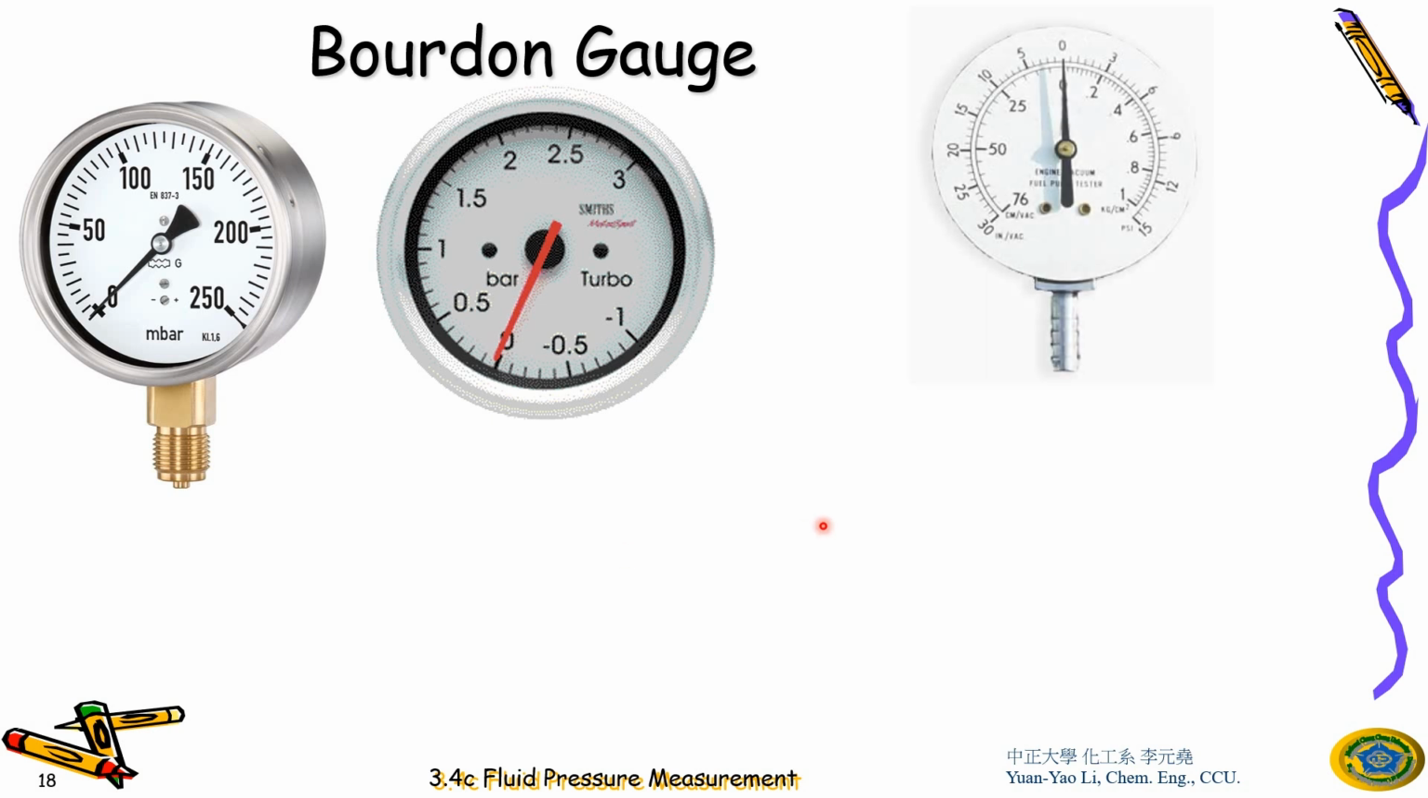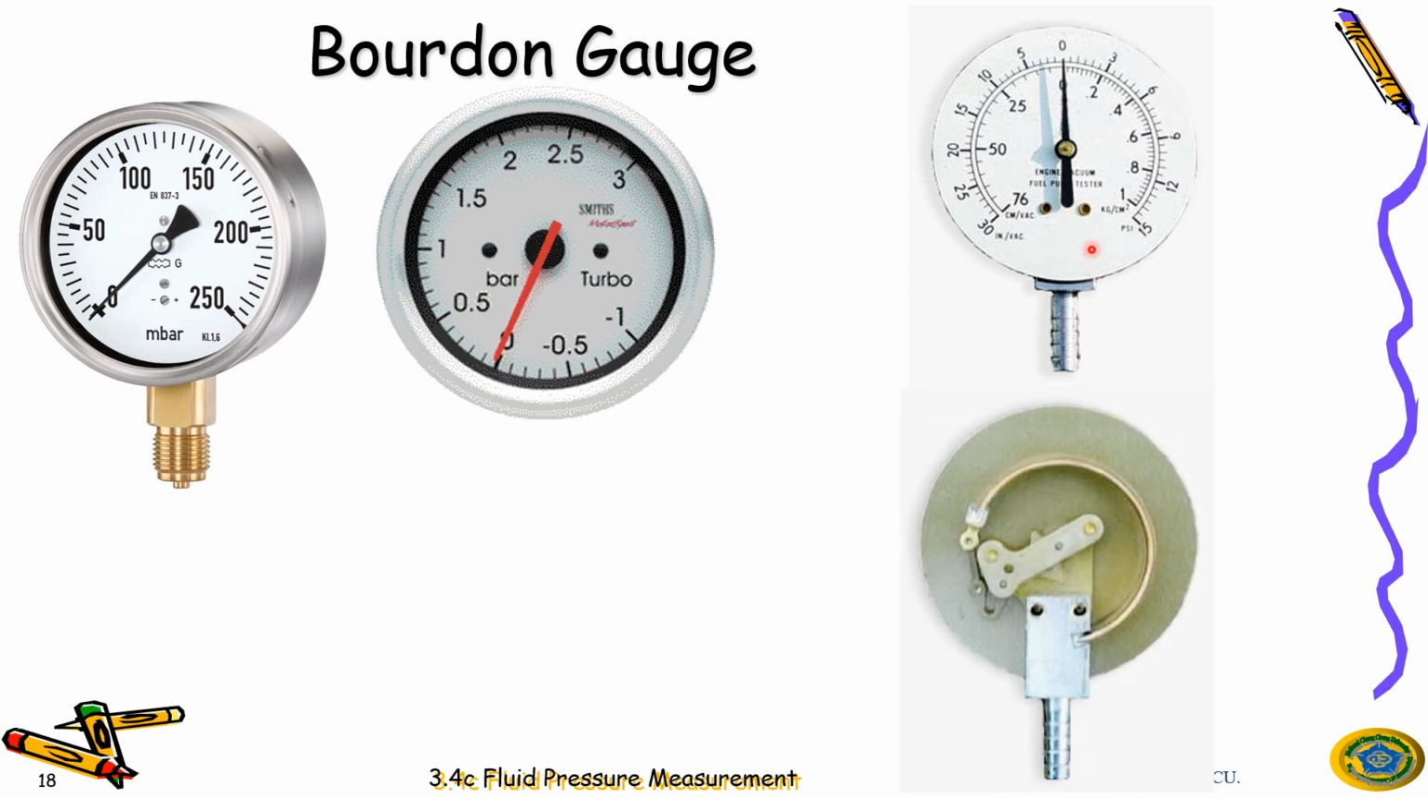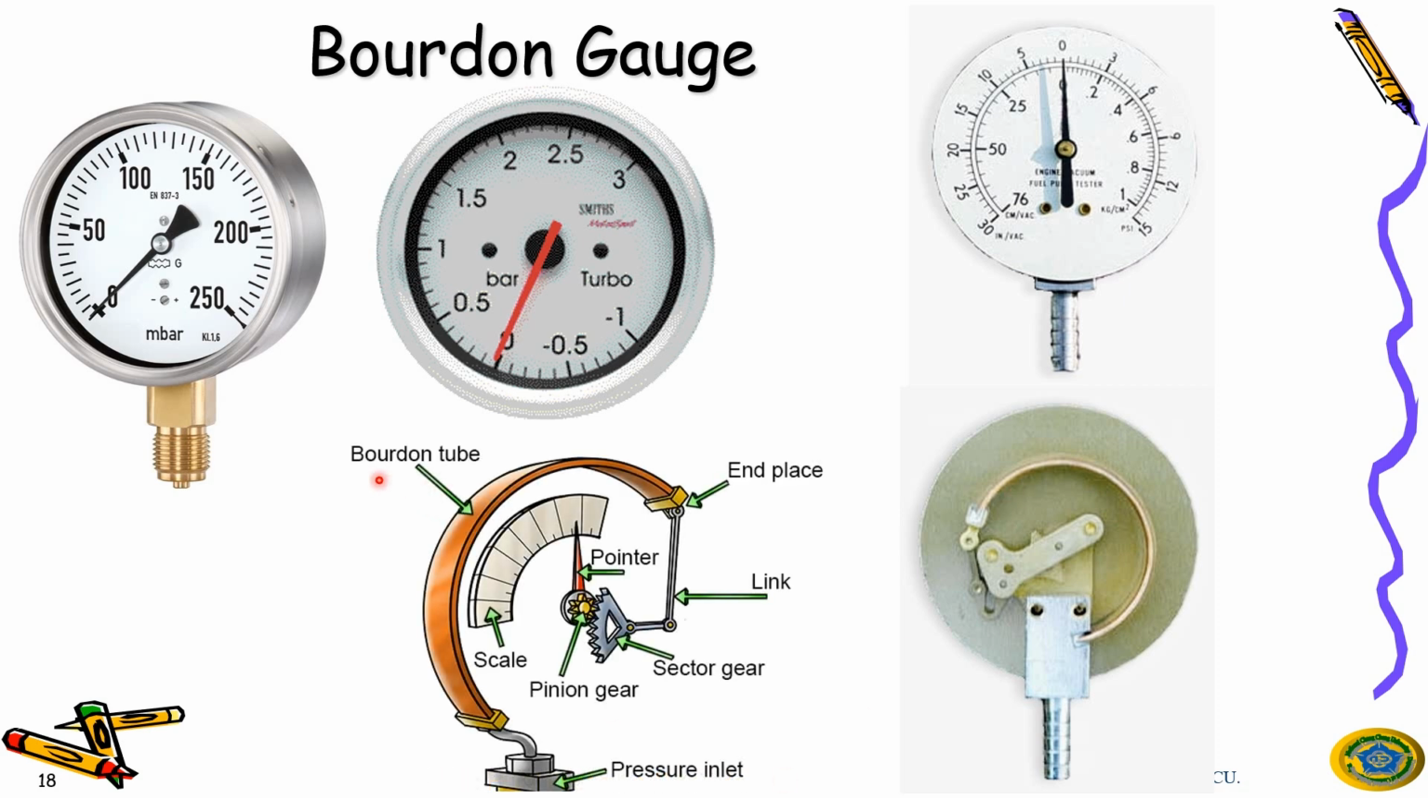Okay, so this is the front, right? You can see that indicator here, and then if you turn it around and you open this box, you'll see something like this. And this is a tube. This is a tube we call Bourdon tube. And this is called Bourdon gauge. This is Bourdon tube.